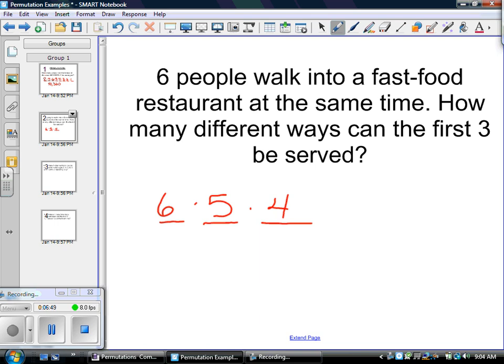And so in this case, if we multiply here, we end up with 120 possible outcomes of ways that 3 people could be served. Let's actually do one more.